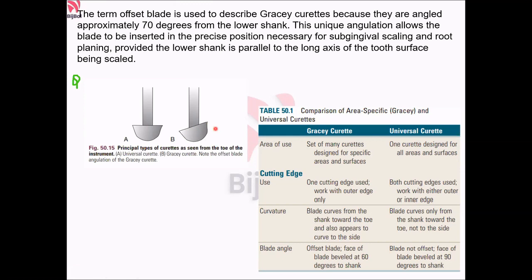Can you go through the differentiation between universal curettes and Gracie curettes? And I will ask you a couple of questions based on this. I'll give you a minute to go through this chart and then we'll have some questions popping up.